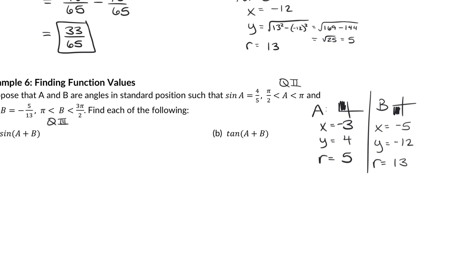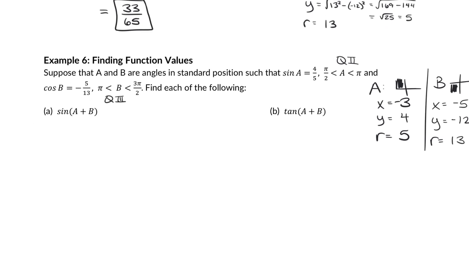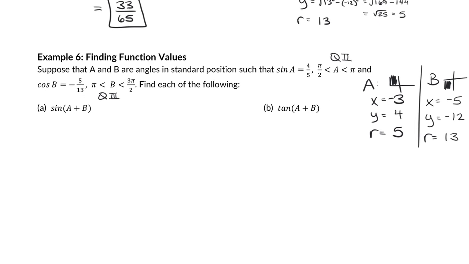Now we have everything we need to answer this question. Sine of A plus B. If I use the formula from the front of your page, it's sine of A times the cosine of B plus the cosine of A times the sine of B. What is the sine of A? It's 4 over 5. What is the cosine of B? Cosine is negative 5 over 13. And now we have to use the x, y, and r that we found. What is the cosine of A?